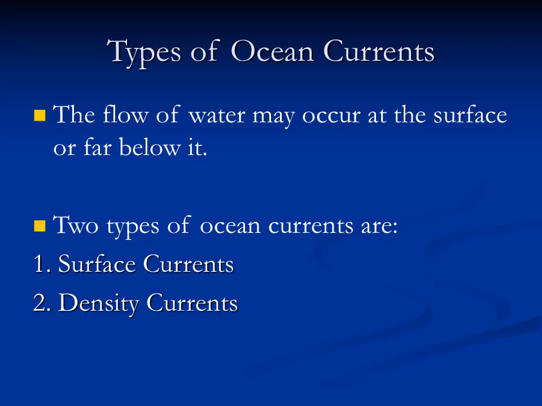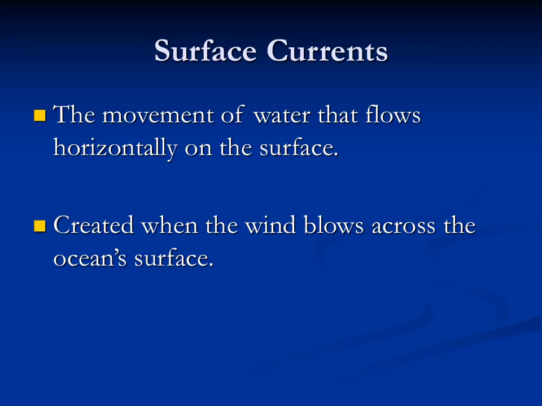So there's two different types of ocean currents that we're going to focus on. So ocean currents can either flow at the surface of the water or far below the water. And the two types are called surface currents or density currents. A synonym for density currents is deep ocean currents because they flow below the Earth's surface. So we're going to start with surface currents.